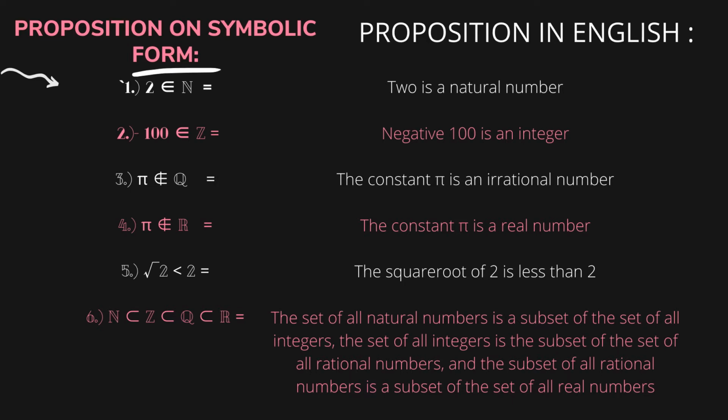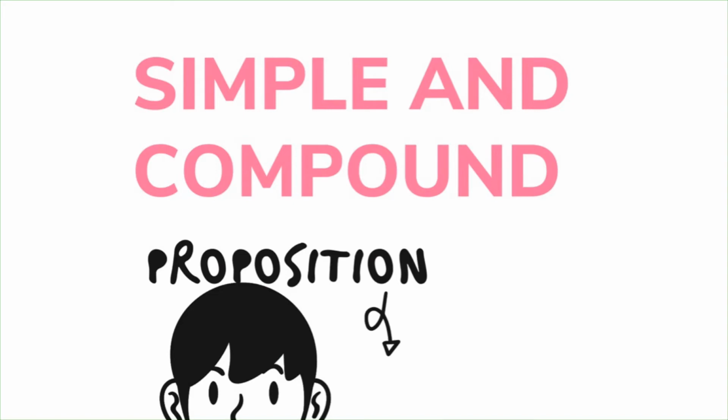In number 5, we can read it as the square root of 2 is less than 2. And the last, number 6, the set of all natural numbers is a subset of the set of all integers. The set of all integers is a subset of the set of all rational numbers, and the set of all rational numbers is a subset of the set of all real numbers. And now, we are going to talk about simple and compound propositions.